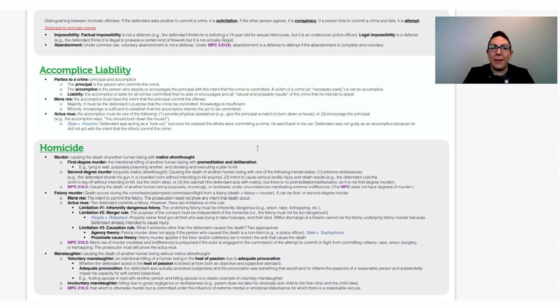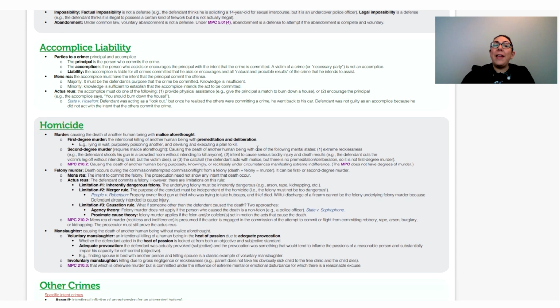But if my friend either knows or intends to help me commit the arson, then that would likely satisfy the mens rea requirement. And then the actus reus is satisfied if the defendant provides some sort of physical assistance, like gives me the matches, or encourages me. So mere encouragement could be enough. So if I said to my friends, I have been feuding with my neighbors, they're driving me crazy, you know what, I should burn their house down. And my friend says, that's a great idea, go burn that house down. That encouragement makes my friend an accomplice.